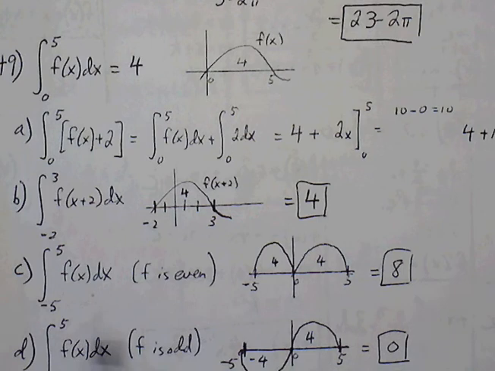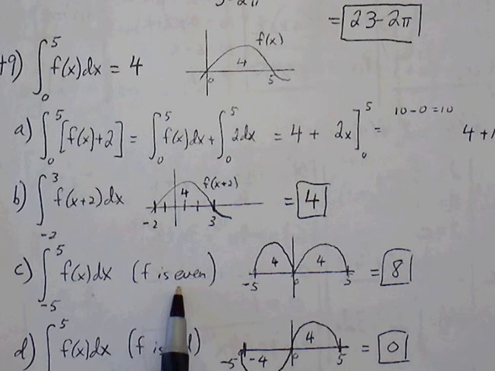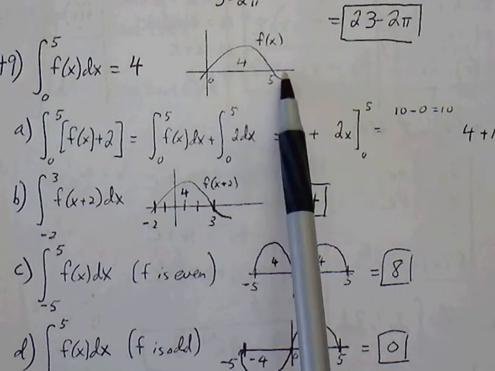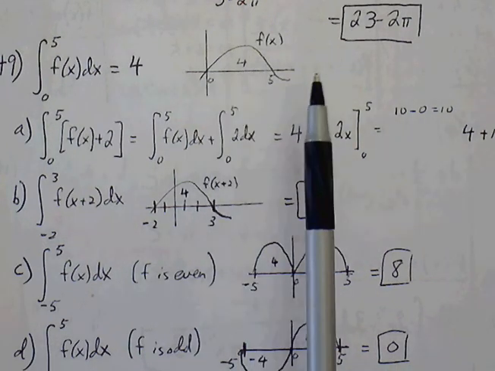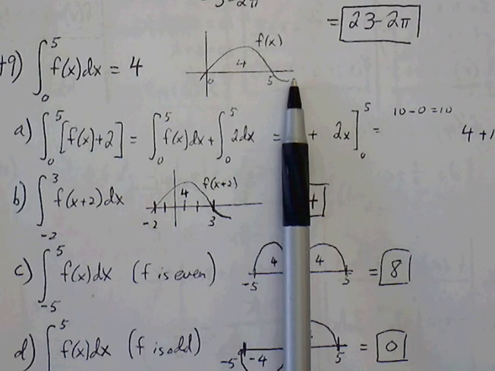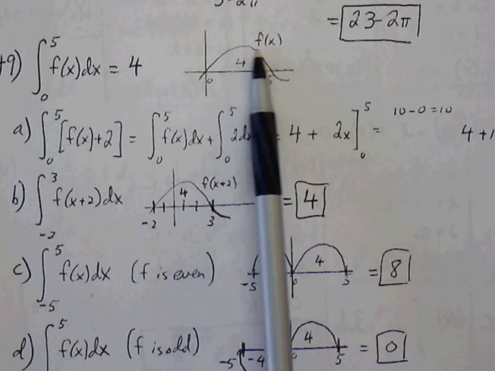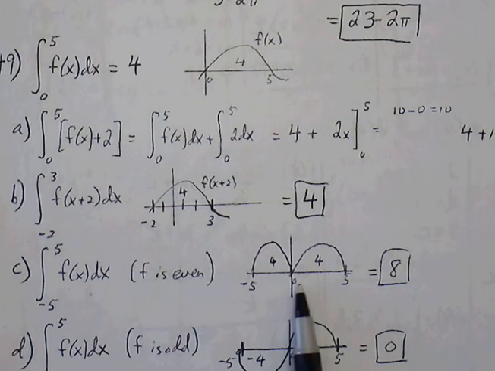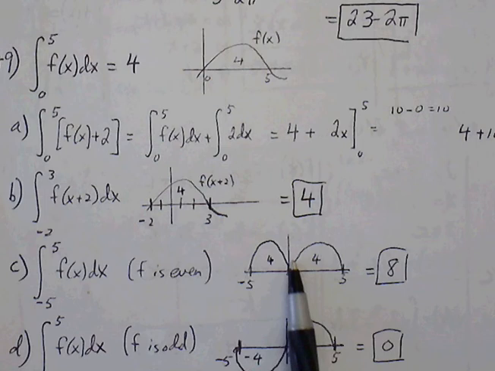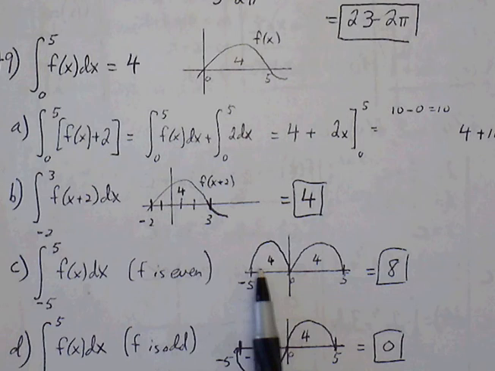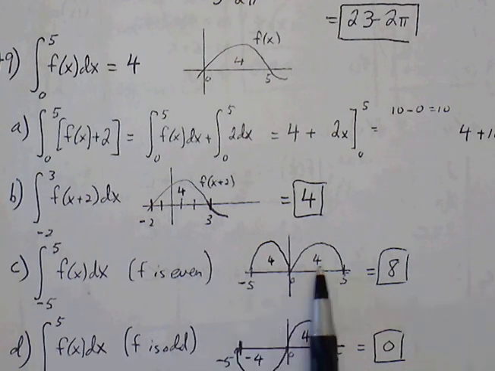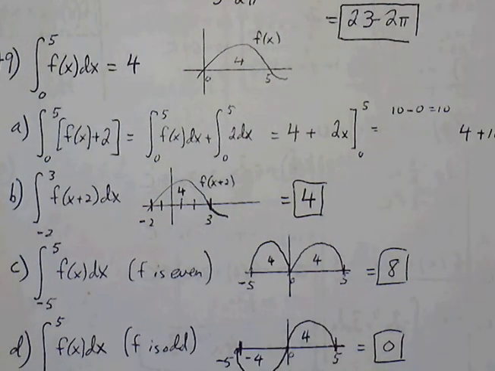So this region will also give us a definite integral of 4. For part C, we want to find the definite integral from negative 5 to 5 if our function is even. Let's say this is what my function looks like from 0 to 5. I want an even function, which means the graph will be perfectly symmetrical across the y-axis. So on the left side it must also have the same shape and the same symmetry. If we know the definite integral from 0 to 5 is 4, then the definite integral from negative 5 to 0 must be 4 as well. We add these up and we get 8.